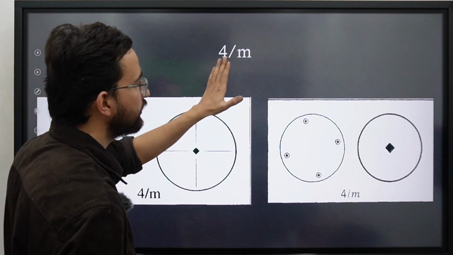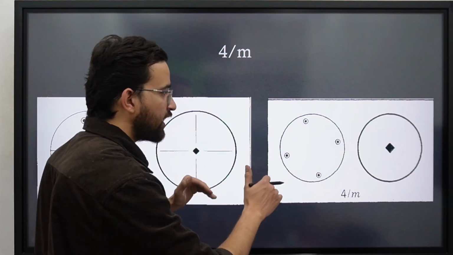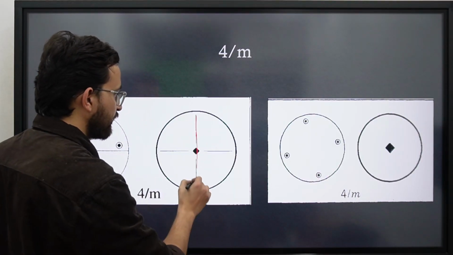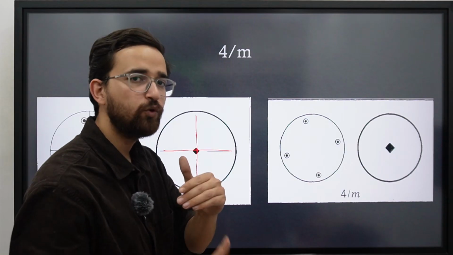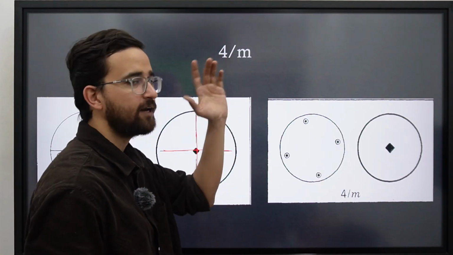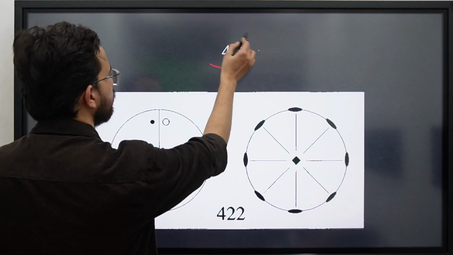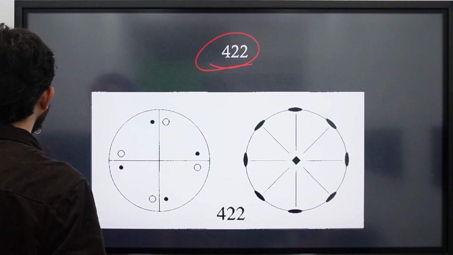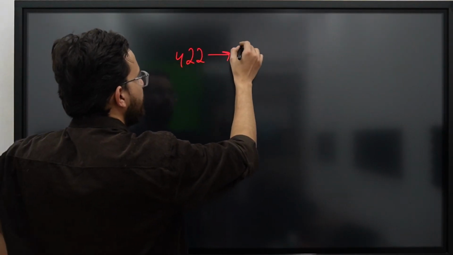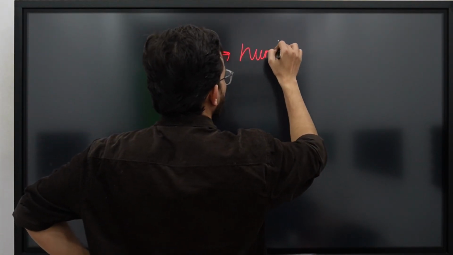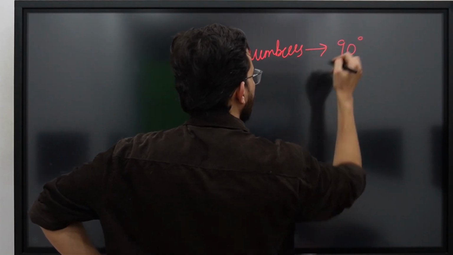We will look into this graphical nuance later on as well. For right now, I just want to say, you do not mark these solid lines because they do not represent any mirror planes in reality. Now let us move on to this example 422. So you are combining 422. All of them are numbers. That means rule of likeness. That means the angle is supposed to be 90 degrees.